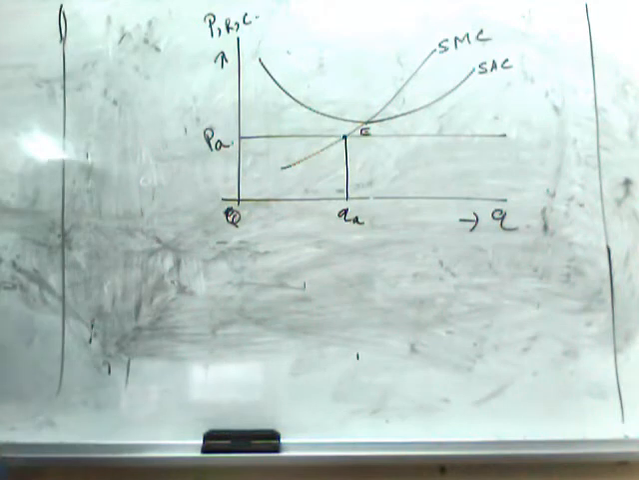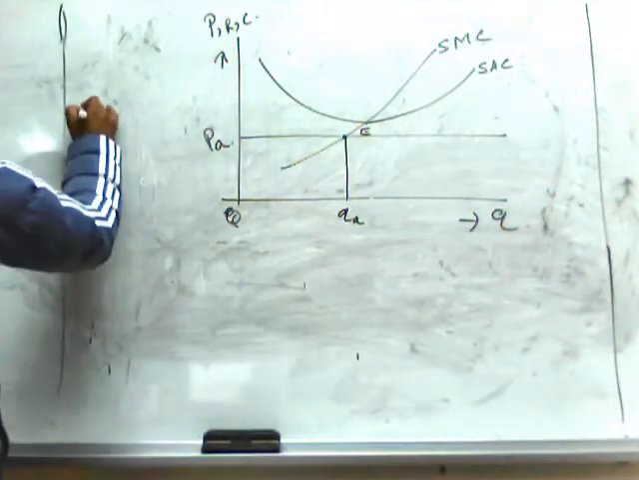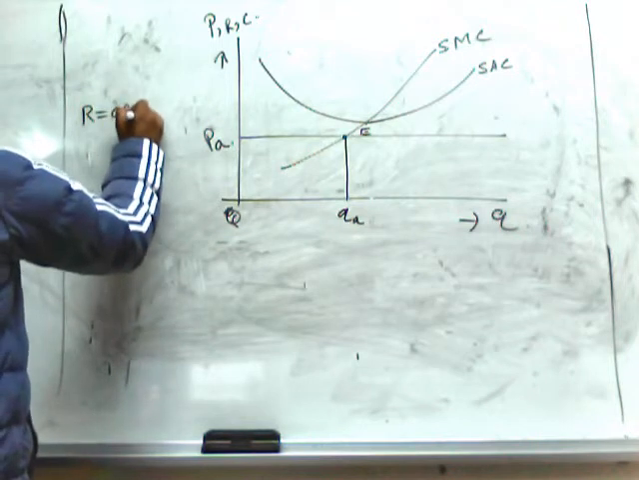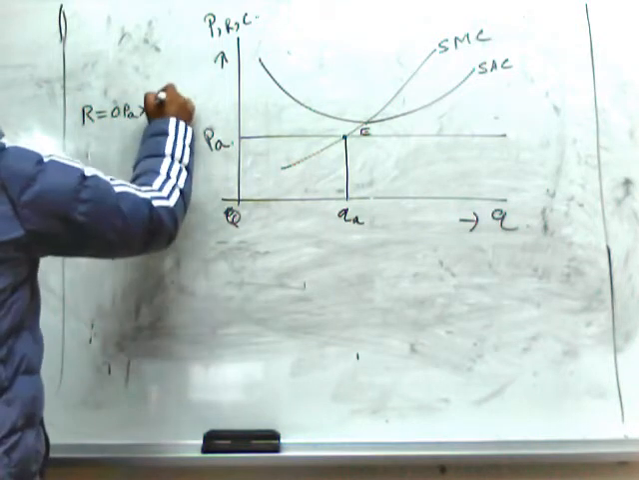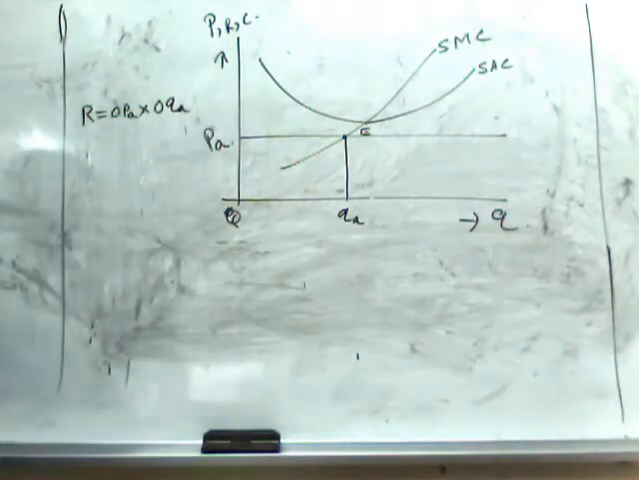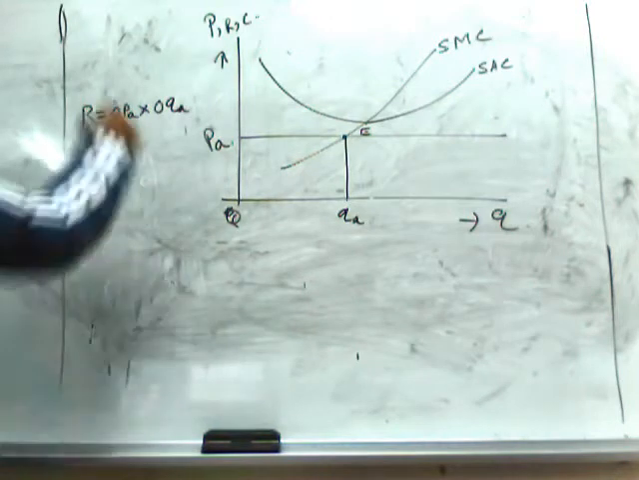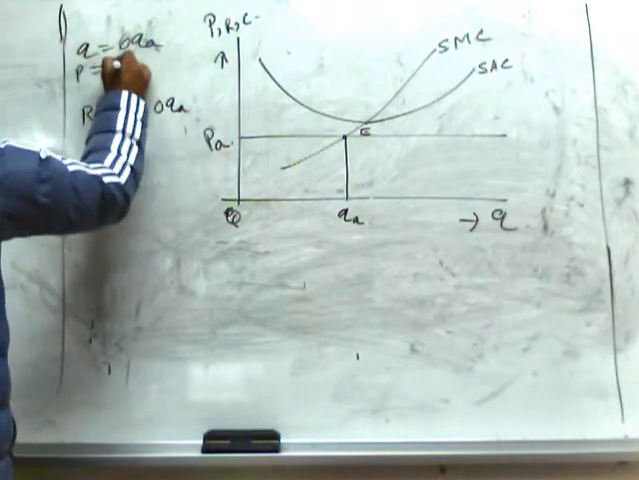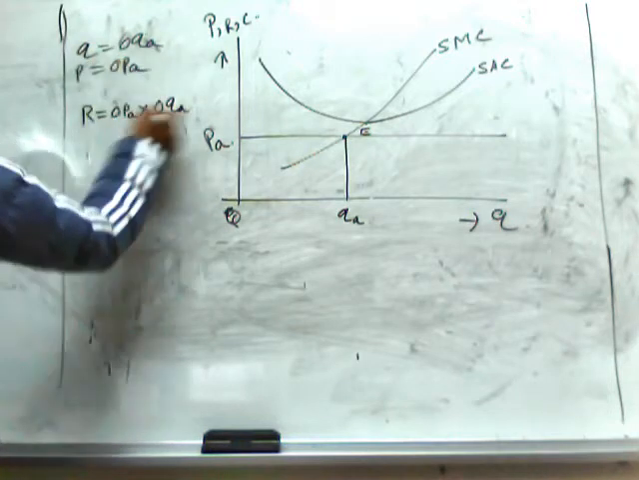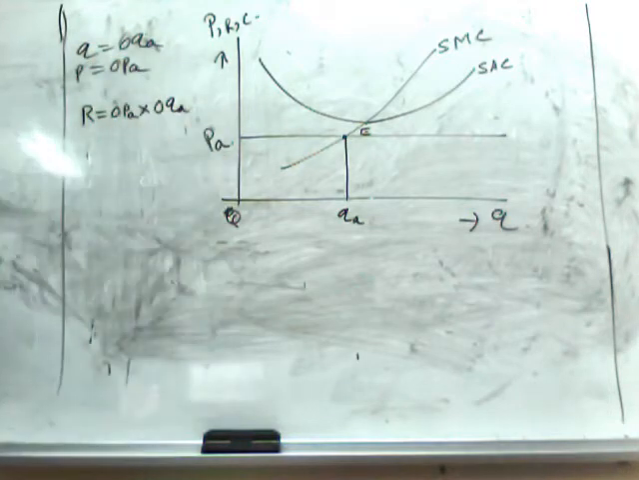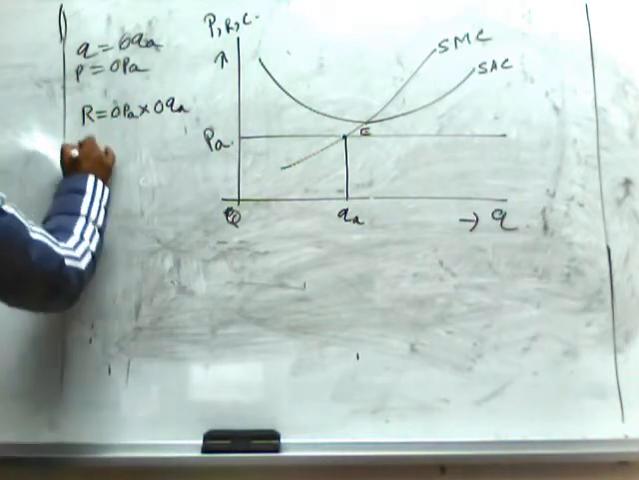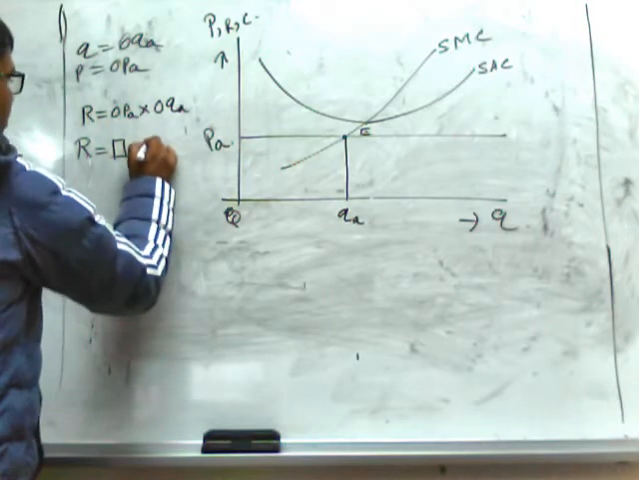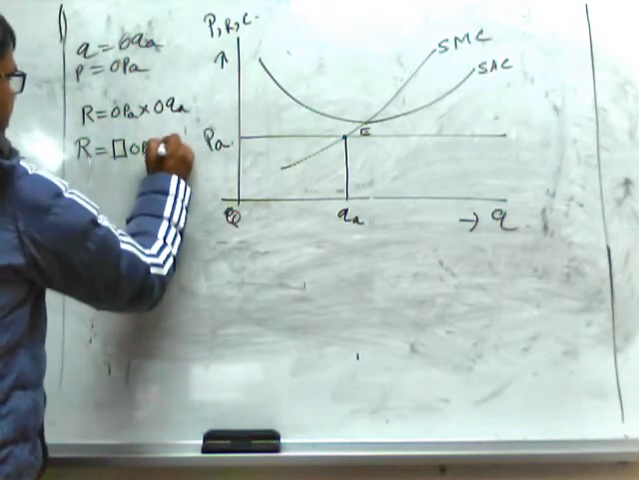Now first let us measure the revenue. So revenue equals price multiplied by OQA, the equilibrium level of output. So here equilibrium output is OQA, price equals OPA. So revenue equals OPA multiplied by OQA. So revenue will be represented by the area of the rectangle OPAEQA.